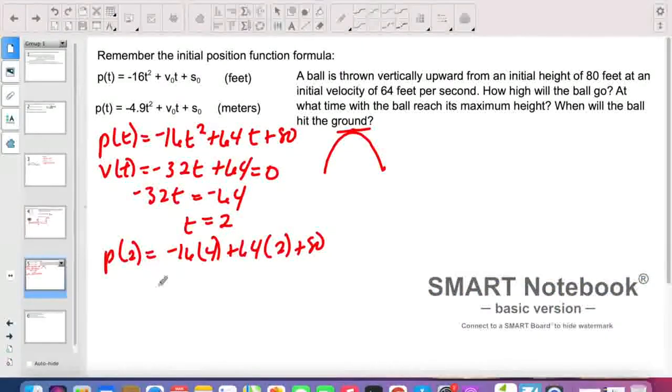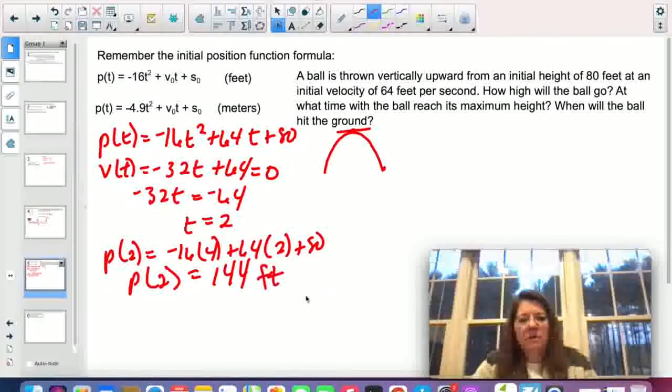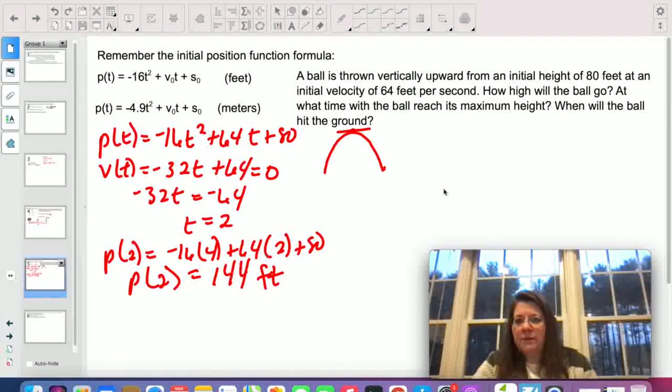And p of 2 is 144 feet. So the maximum height is 144 feet. And then it says, at what time will the ball reach its maximum height? Well, that we already found. That's t equals 2, and we should say seconds. And when will the ball hit the ground?